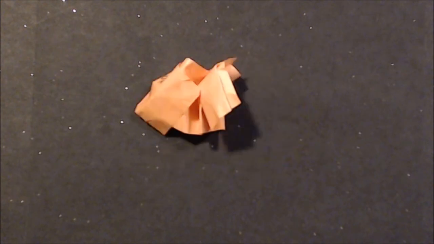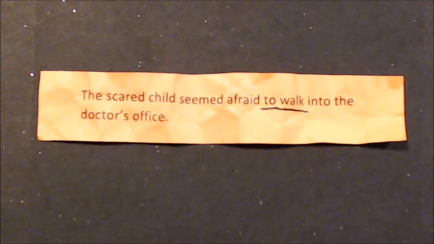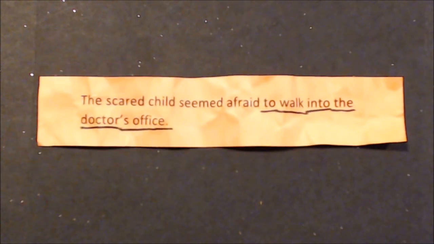This is our last sentence, so let's read it and get this wrapped up. The scared child seemed afraid to walk into the doctor's office. The first thing I do is find the infinitive, to plus a verb. I see to walk. Let's go ahead and underline to walk. Now I need to find the infinitive phrase. It's towards the back, so let's go ahead and underline all the way to the period. To walk into the doctor's office. Yes, you have found the infinitive phrase. Now remember our protocol. Look at the word directly in front of the infinitive. Afraid.